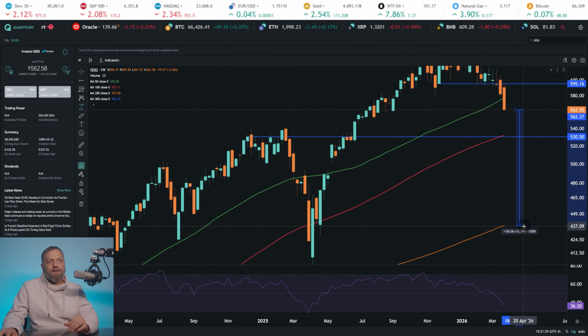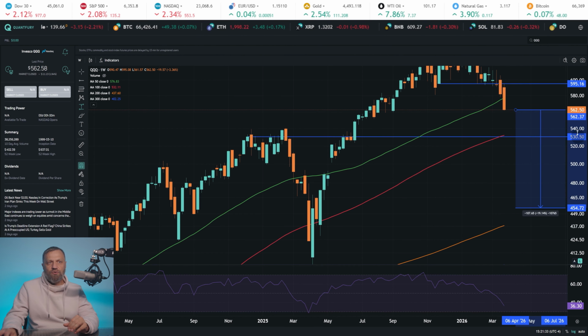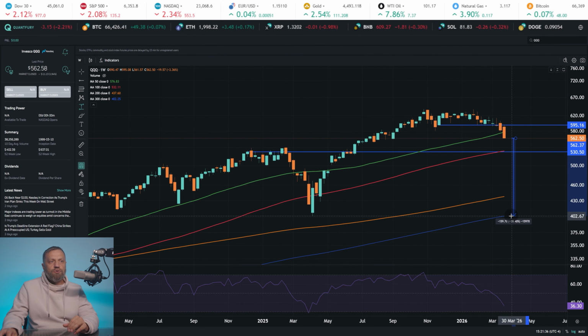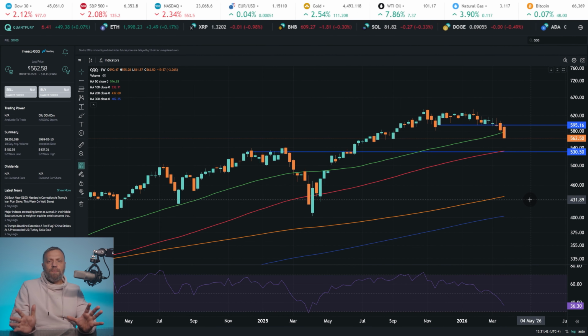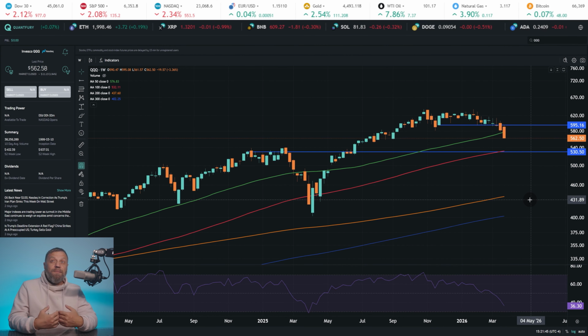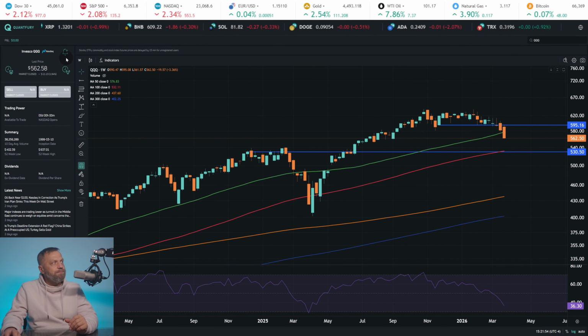But if the decline continues to the 200-week moving average, that would already be about a 20% drop. And if it continues to the 300-week moving average, that would be around 30%. And believe me, that's really not much compared to the situation that could happen, and is very likely to happen, given the events unfolding in the Persian Gulf, the war between the US, Iran, and Israel.